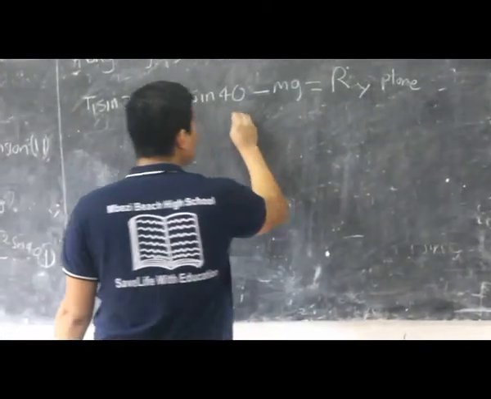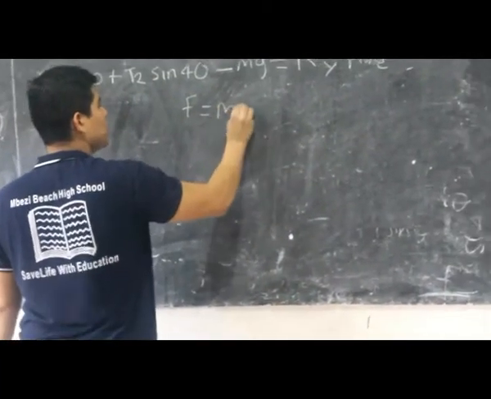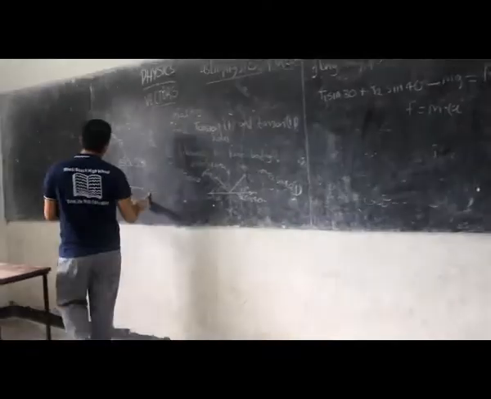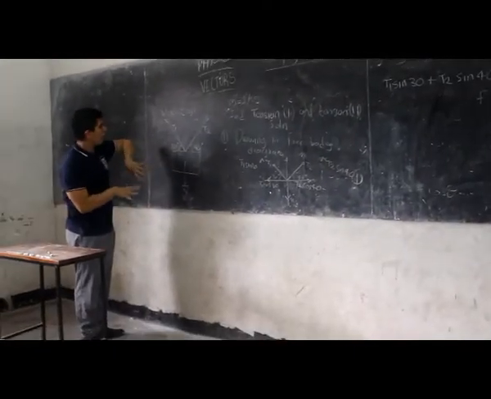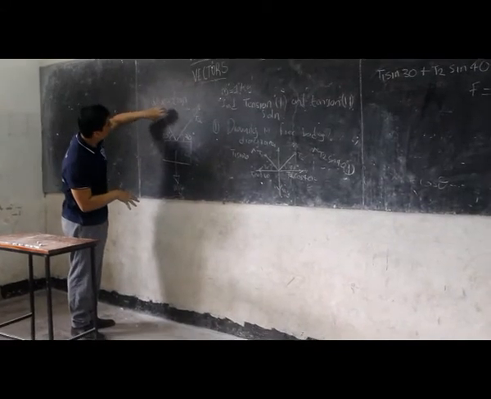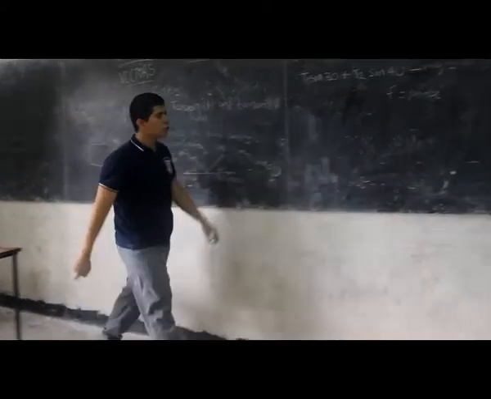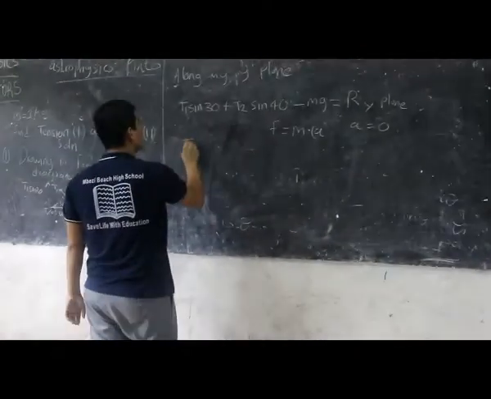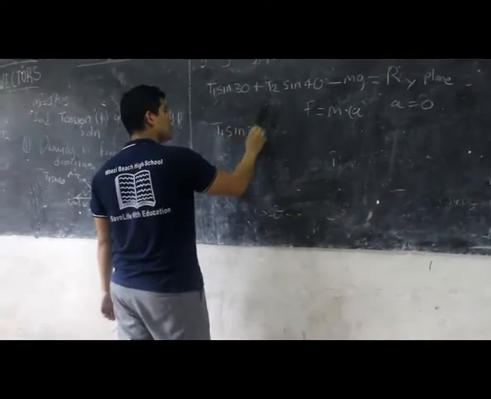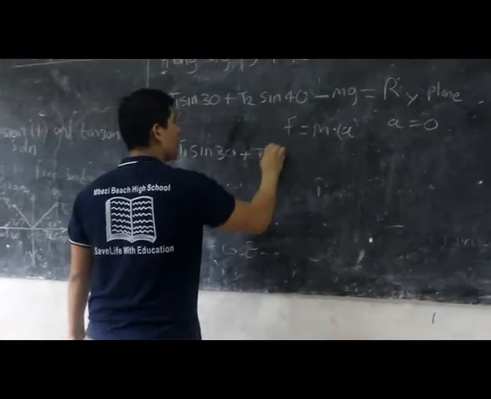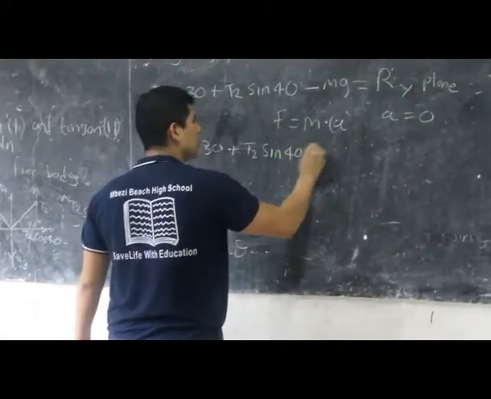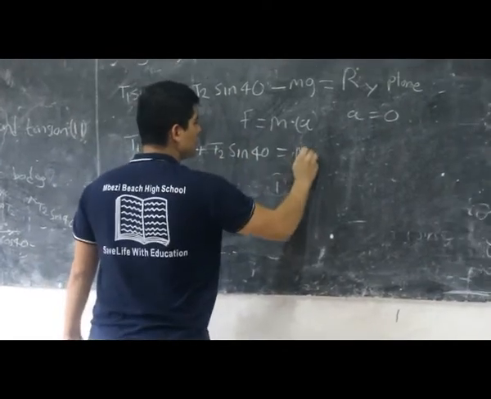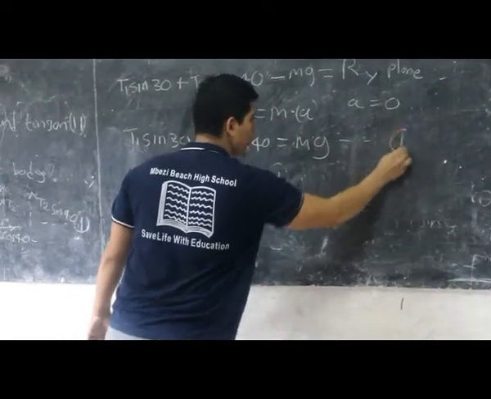Okay, but we know that force is equal to mass times acceleration. So I want to ask you guys, is it moving? No, as I said before, it is at a fixed point because it is being balanced by these two tensions. So your acceleration is going to be 0. Since it is 0, we say that T1 sine of 30 plus T2 sine of 40 minus mg is equal to 0, so it becomes equal to mg. Let me call it equation number 1.